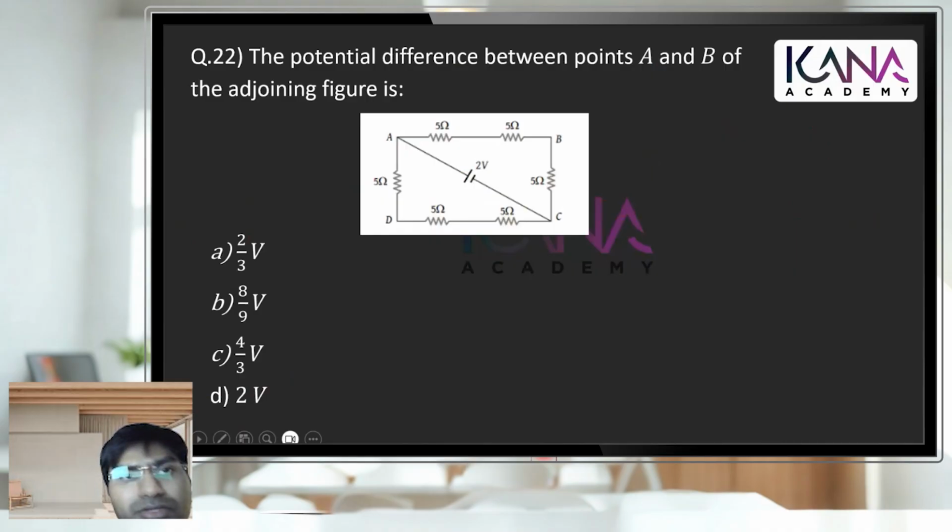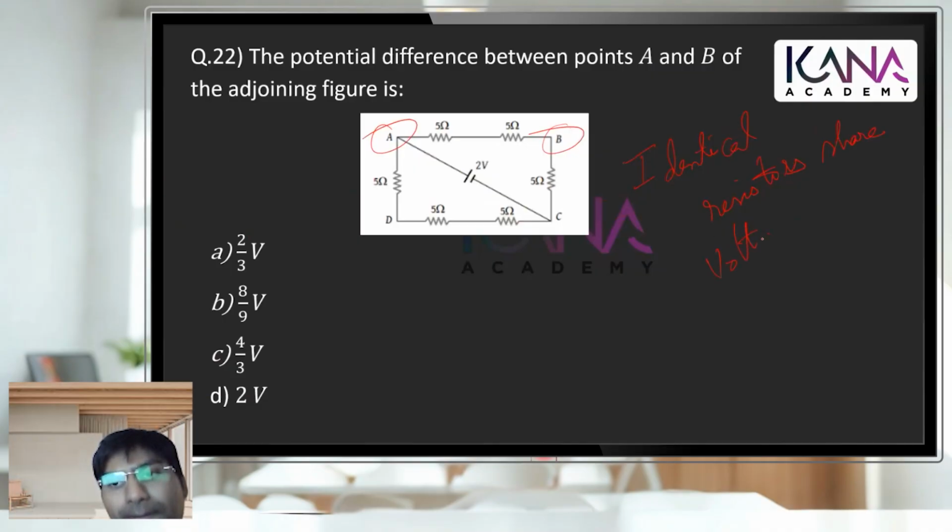This is a circuit-based question. The potential difference between points A and B is what they have asked. So the concept here is that identical resistors share voltage equally in series.